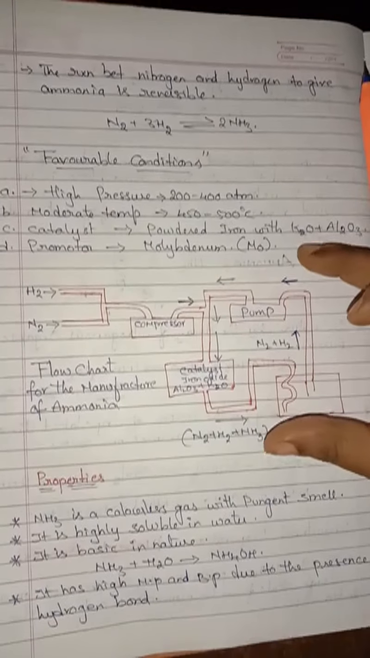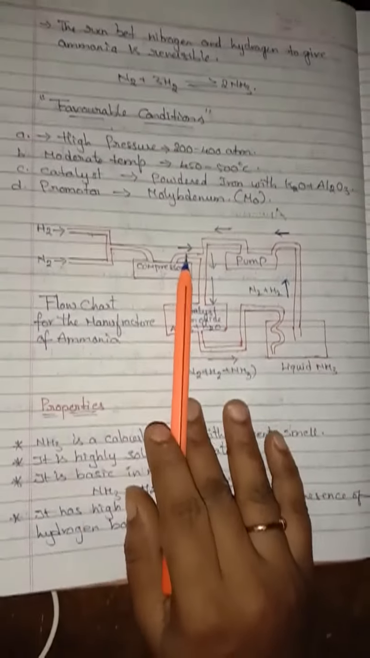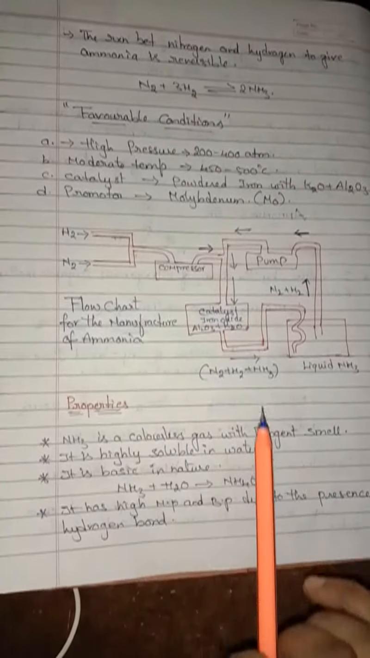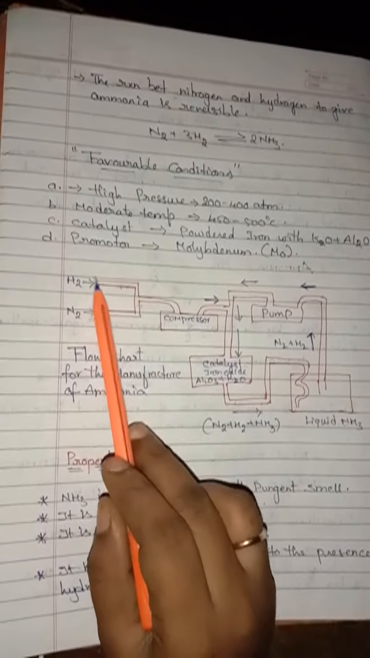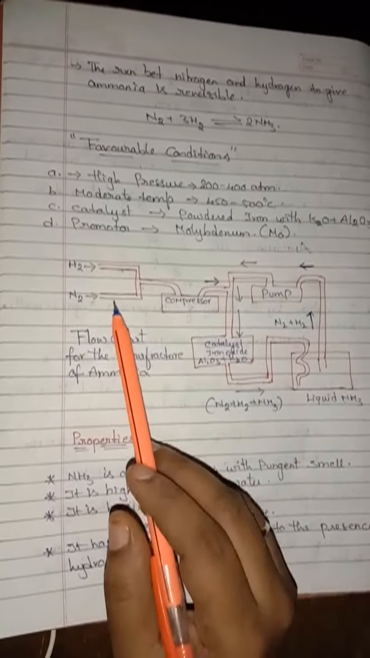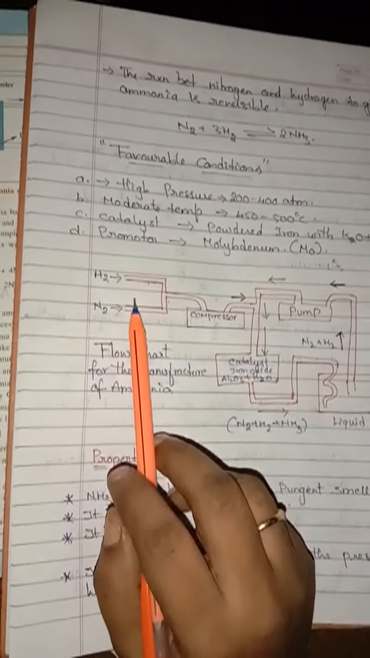So in industrial preparation, this is the flow chart for the manufacture of ammonia. I will tell you now how we are going to get that ammonia. Look here, there are 2 openings where hydrogen gas and nitrogen gas can be passed through. Here the raw materials we have taken are nitrogen and hydrogen, mixed in the volume ratio of 1:3.